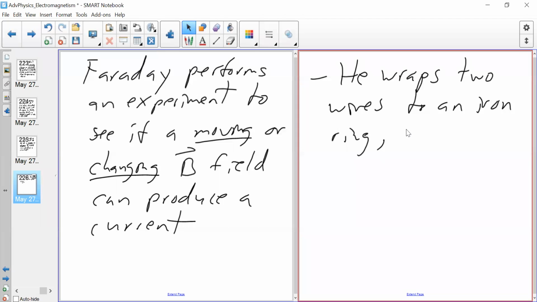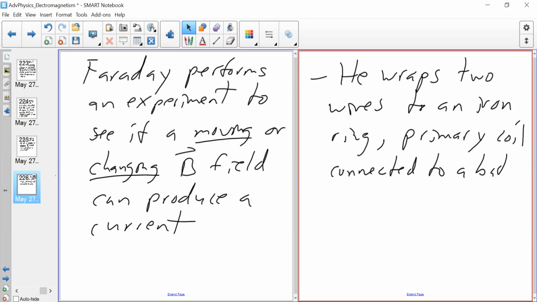So one of the coils we call a primary coil, connected to a battery. And then we have a secondary coil, okay, secondary coil connected to an ammeter. Ammeters are devices that measure current because we measure in amps.